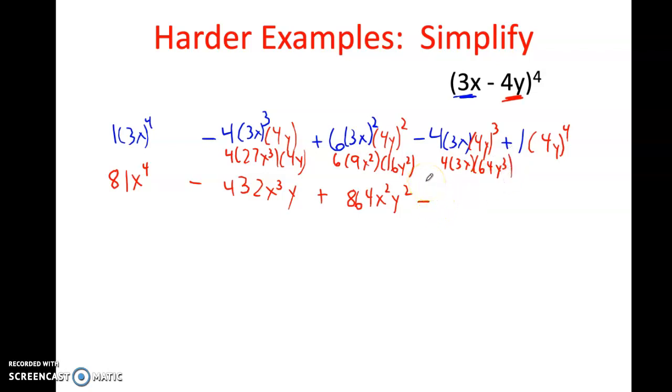So with my calculator, 12 times 64, that's a big one. We're going to have 768xy cubed plus 256y.